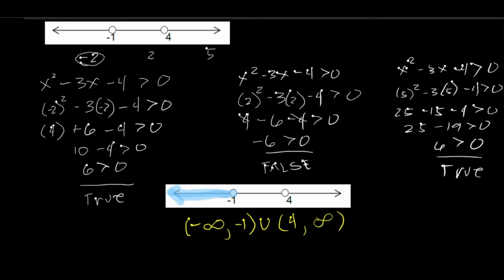Ang shade lang natin ay itong nasa left and right. Yan lang. So, meaning, andyan lang yung mga points na solution. Yung nasa gitna is not part of the solution, including negative 1 and positive 4.